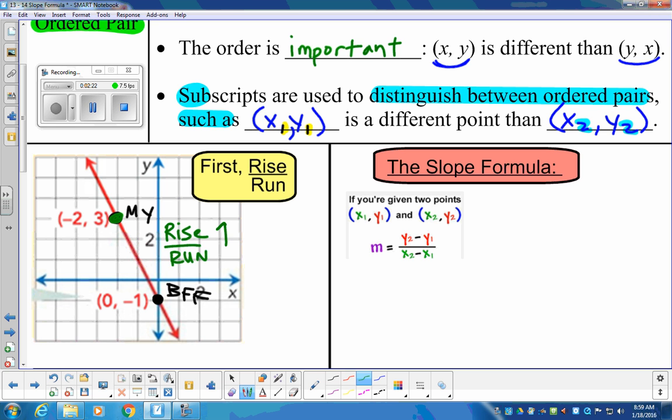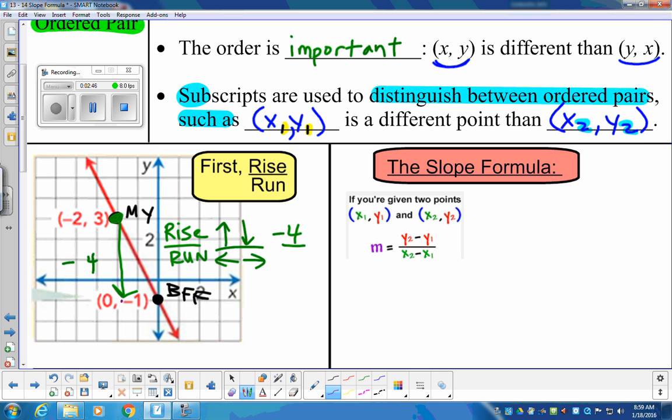Rise is that up-down movement. Run is that left-right movement. So we say up and down on top, left and right on bottom. So we're going to talk about that up-down movement first. Dropping my stuff off, I'm going to get in the elevator and I'm going to go down 1, 2, 3, 4 units. Since I went down, it has a negative movement, a -4. That is known as my rise, even though it's a decrease, even though we're going down, so it's negative.